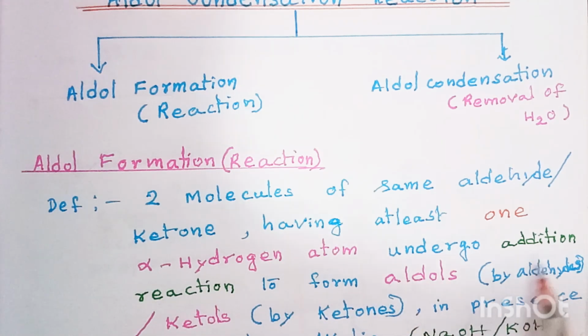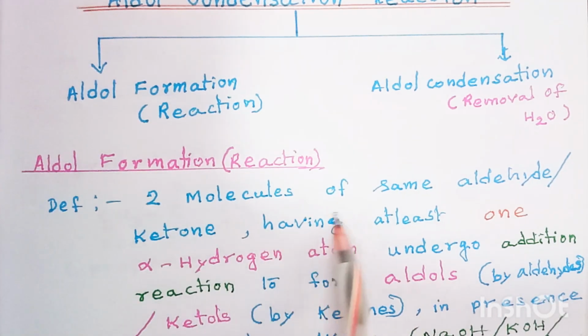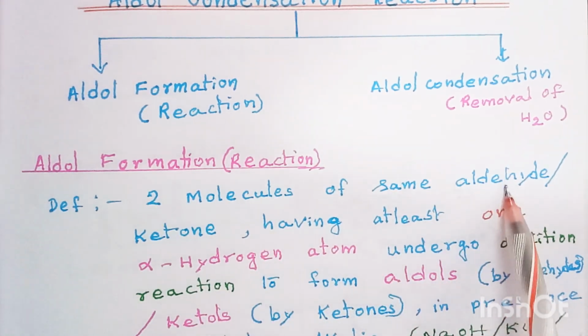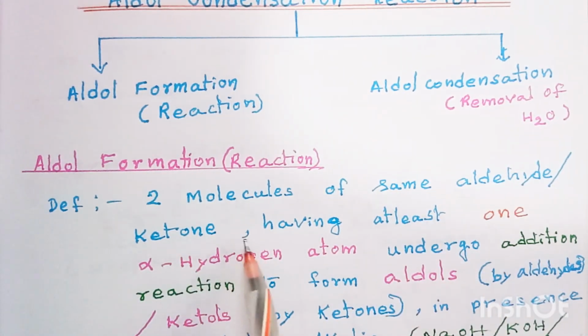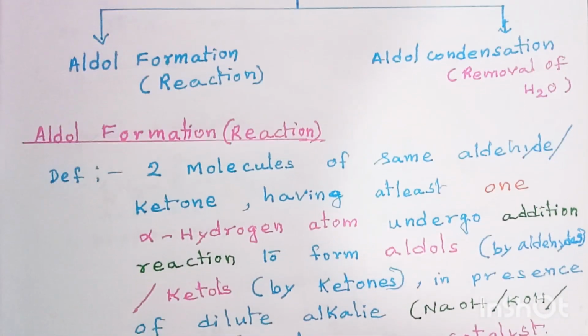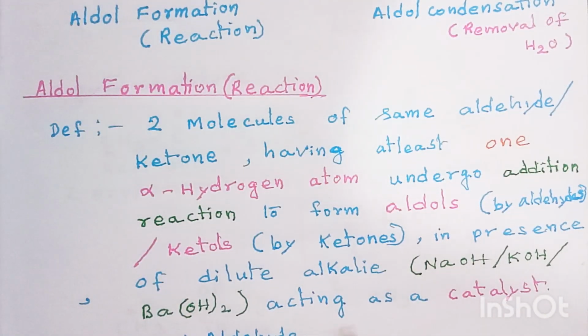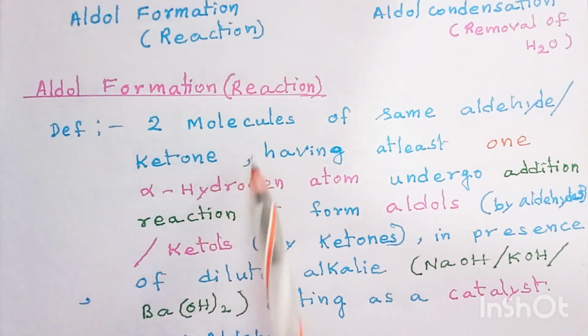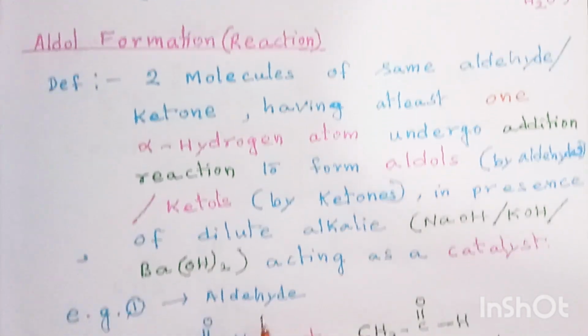They undergo addition reaction. So, this is a self-addition reaction between two molecules of aldehyde or two molecules of ketone having at least one alpha hydrogen to form aldol by aldehydes or ketols by ketones in presence of a dilute alkali like sodium hydroxide, potassium hydroxide or barium hydroxide acting as a catalyst. So this is aldol formation. Let's take the example of aldehyde first.